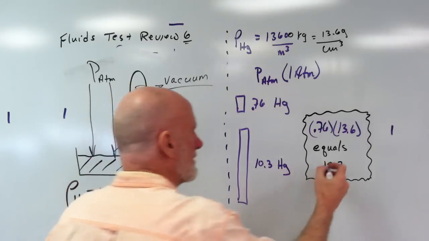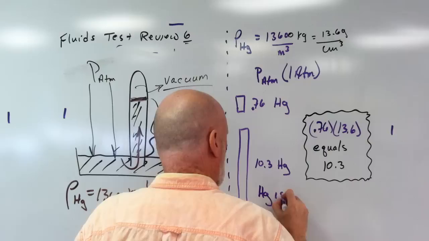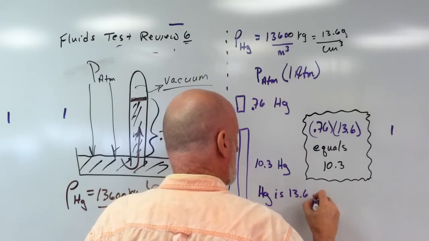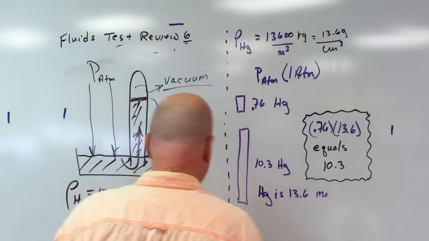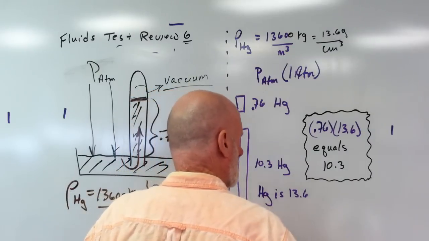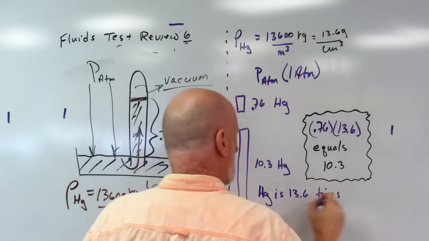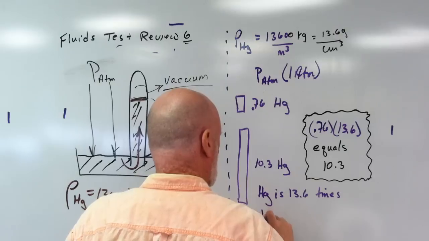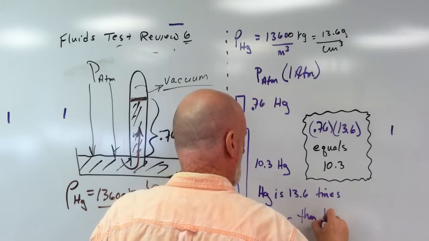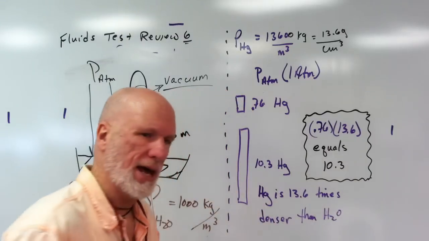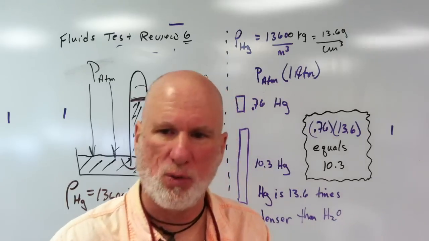13.6, right? So mercury is 13.6 times denser than water. You see that? Mercury is 13.6 times more dense than water, correct?